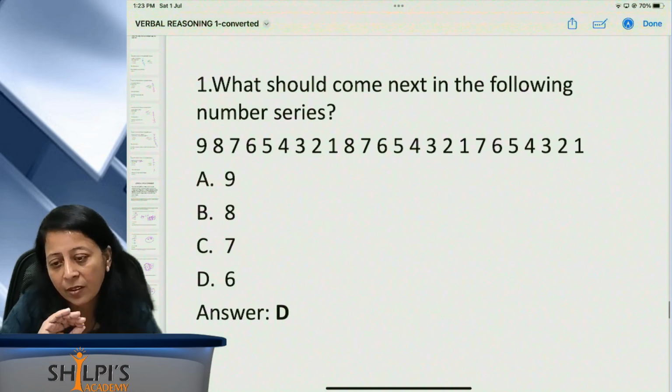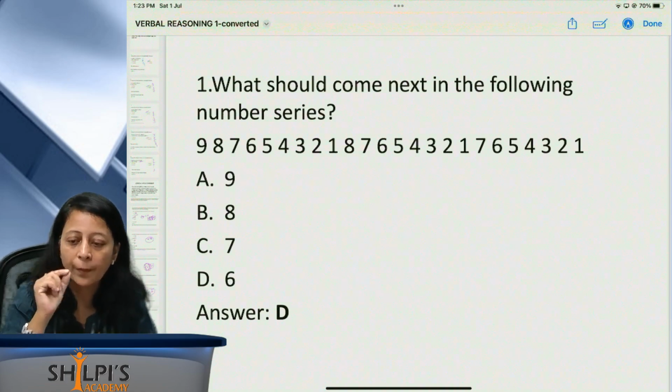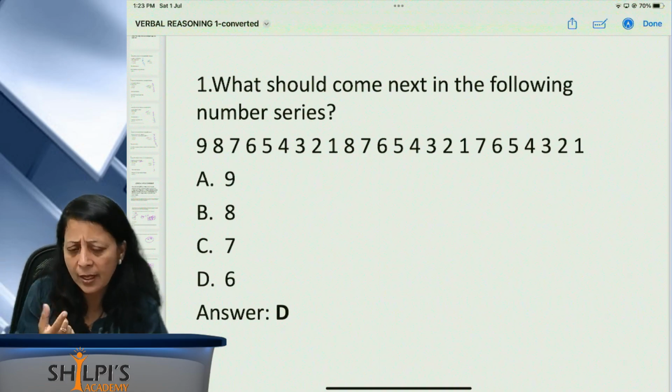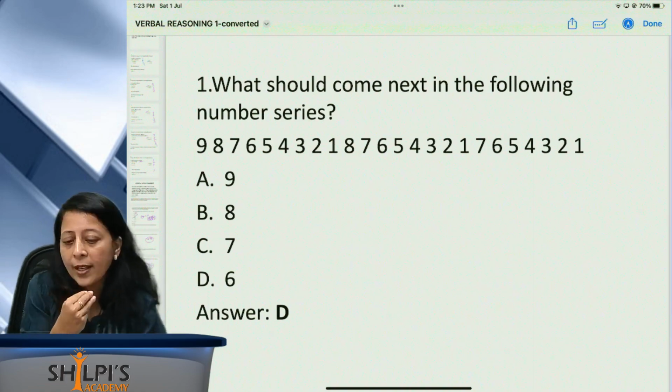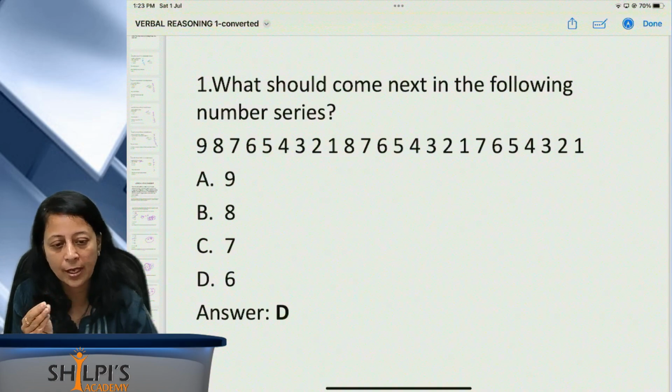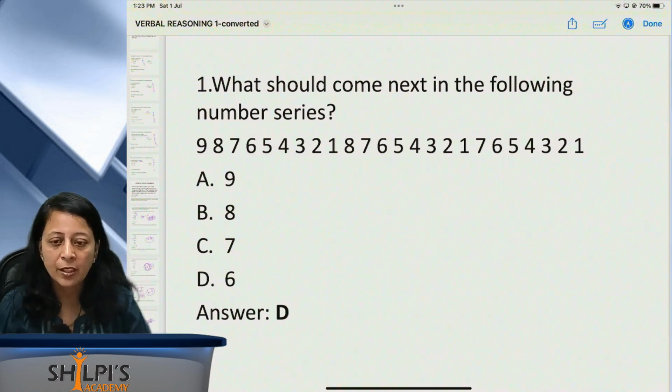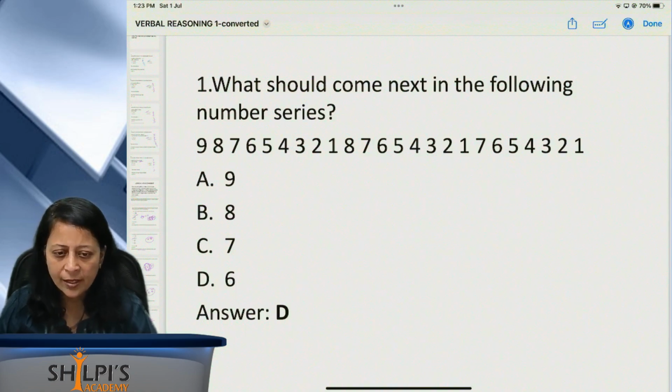It's almost like what we saw in the number series test, like what comes next, something related to each other, but not exactly the same, but almost similar to that. Okay. What should come next in the following number series? 9, 8, 7, 6, 5, 4, 3, 2, 1, 8, 7, 6, some series.